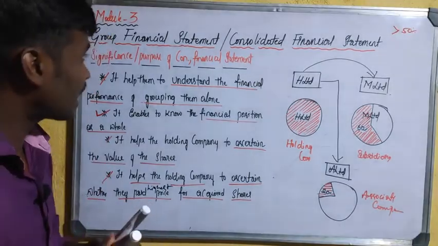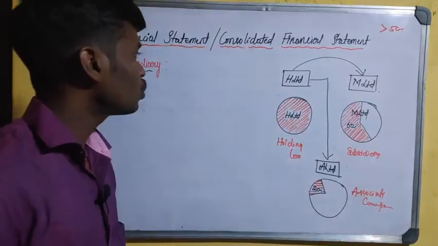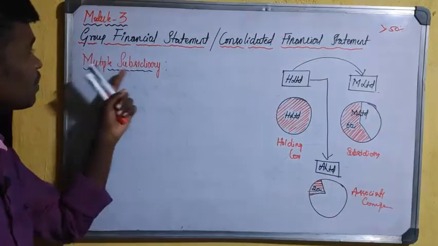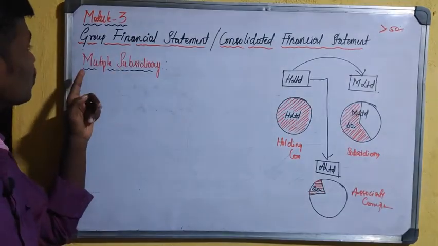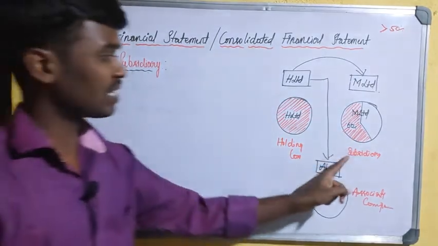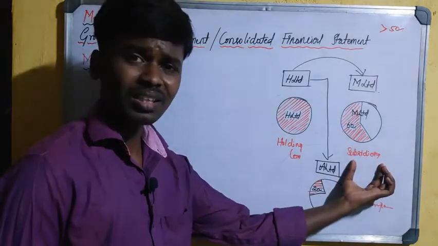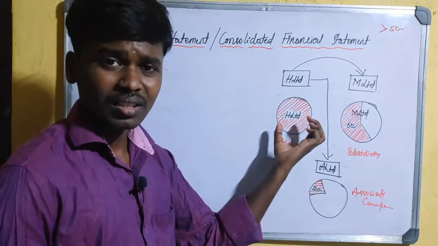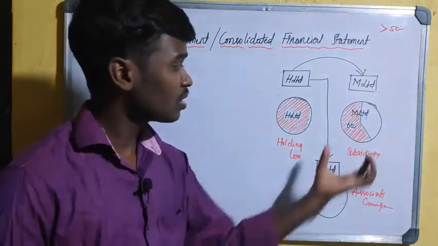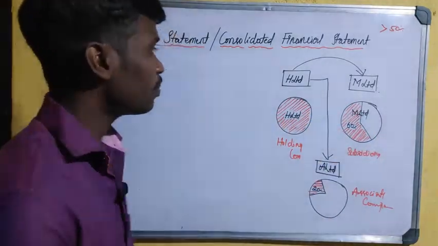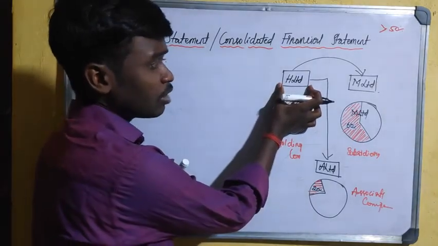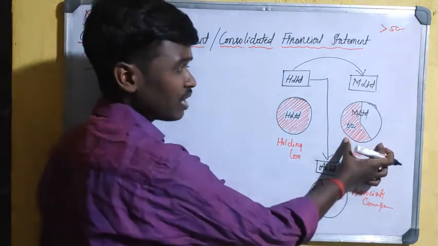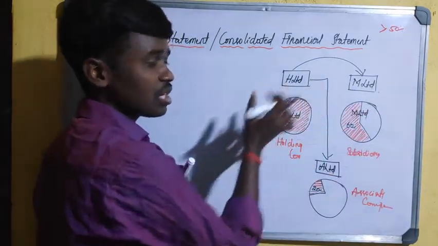Okay, next you have another simple concept, that is multiple subsidiary. So what is a multiple subsidiary? Before going to know about this, you know very well what a subsidiary company is. When a company is controlled by another company, that particular company is called a subsidiary company. For example, H Limited invests a majority of share capital in M Limited. Therefore M Limited is a subsidiary of H Limited.